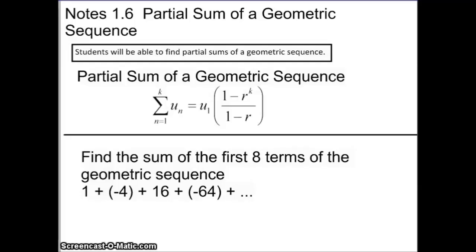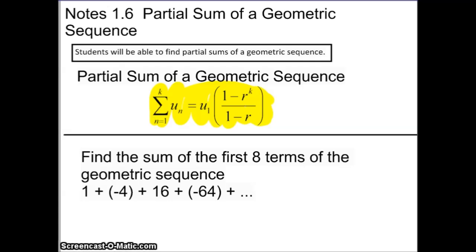Right, this is pre-calculus notes on section 1.6, partial sum of a geometric sequence. The student objective: students will be able to find partial sums of a geometric sequence, and then you're given a formula. And so we're going to do a couple of examples where I'm going to show you how to use that formula.